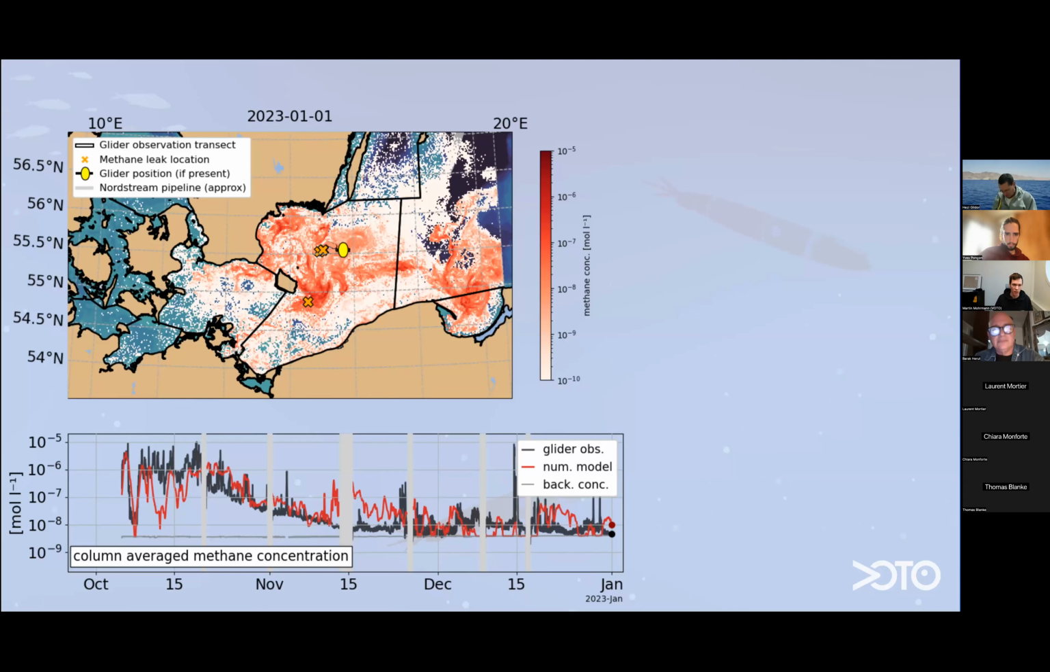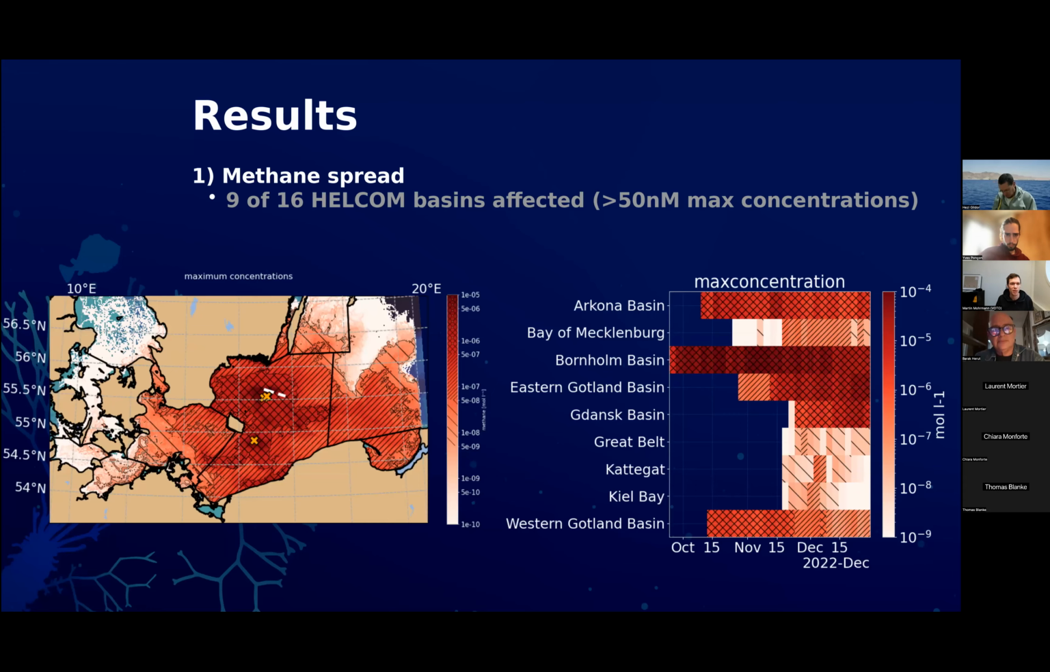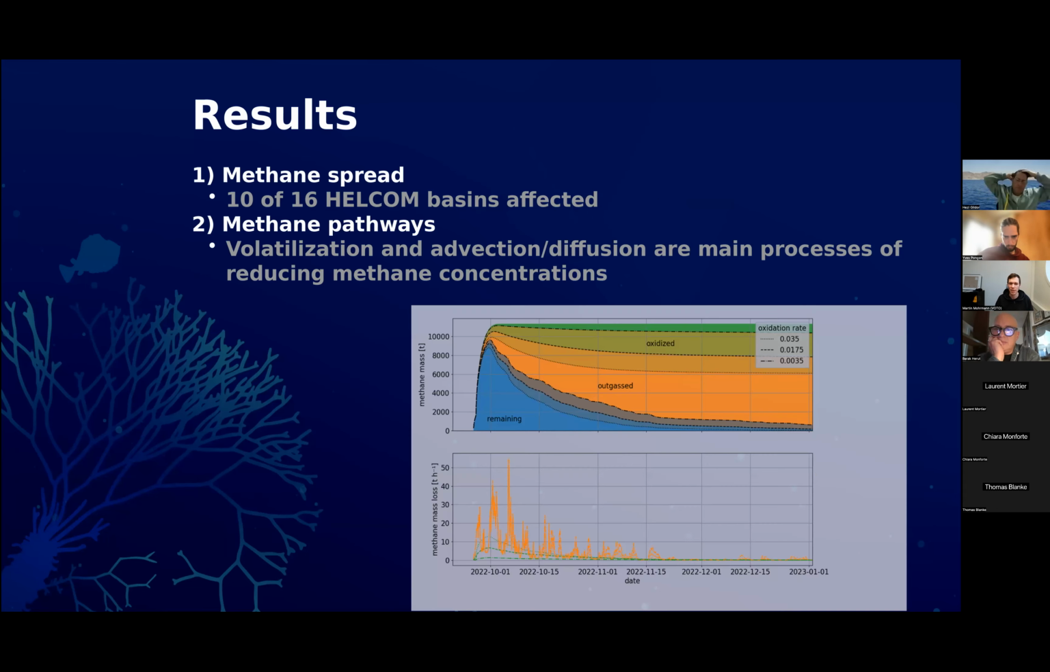So what we can learn from this study is, of course, the exposure of the different regions to the methane, for example, the different basins, but also some marine protected areas that are located in the regions. We learned the methane pathways.